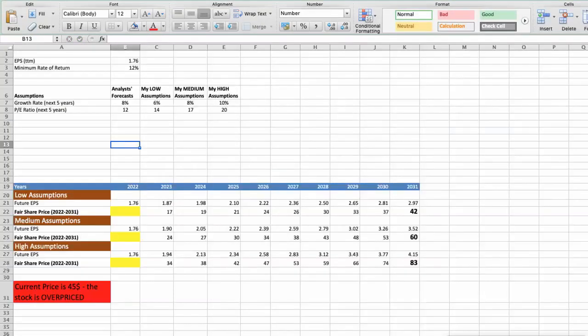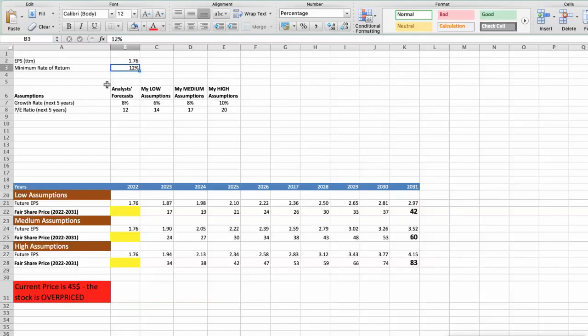Second model. Valuation based on earnings per share. This spreadsheet contains another financial data that we will use for the stock valuation. The current earnings per share for the company is 1.76. Minimum rate of return, I will use 12%, because when we invest in individual stocks, we are looking for a higher return than the S&P 500.